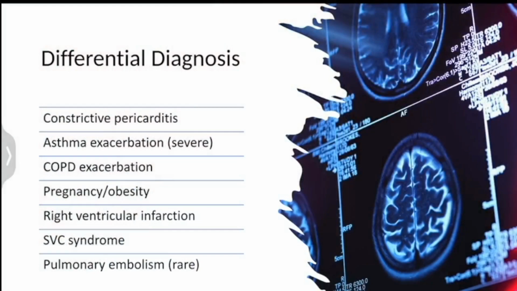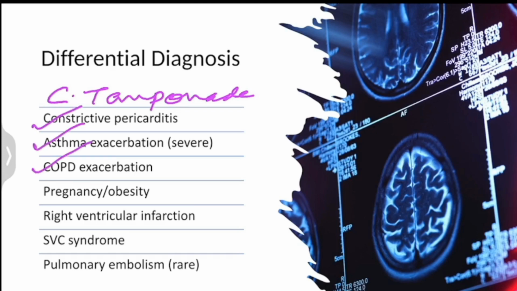So now we'll look into what are the differential diagnoses. The most important condition is cardiac tamponade. It can occur in constrictive pericarditis and often in exacerbation of chronic obstructive pulmonary disease and bronchial asthma. So these are things you should remember: cardiac tamponade, constrictive pericarditis, exacerbation of asthma and COPD. In right ventricular infarction, pulmonary embolism, etc., you can rarely get Pulsus Paradoxus. So we have discussed the differential diagnosis.